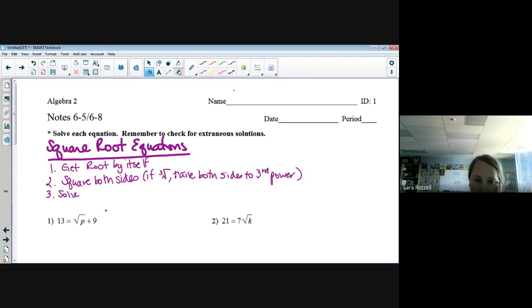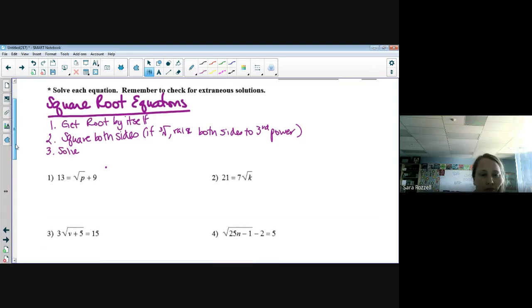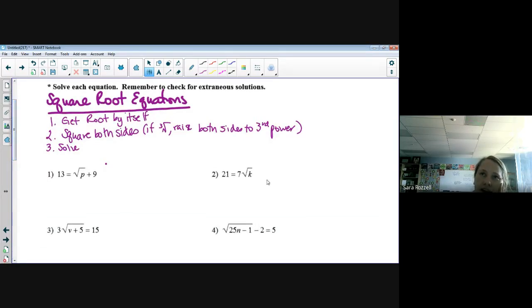That says raise, not tase, both sides. We're not tasing anybody in here. Raise. I think after what we've done recently, you'll say, oh, this is easy. Hopefully so. So we want to get the root part by itself by moving everything else to the other side. Then we'll square both sides and then solve if we haven't any other extra steps.